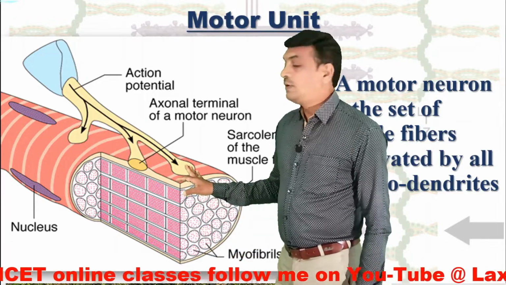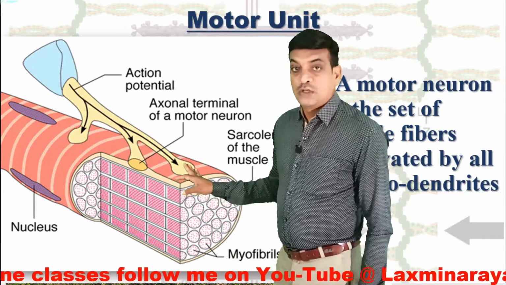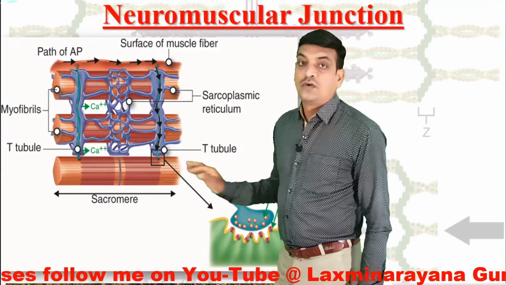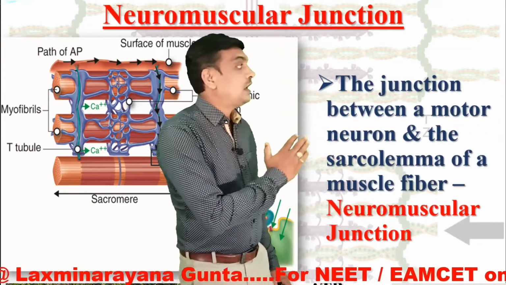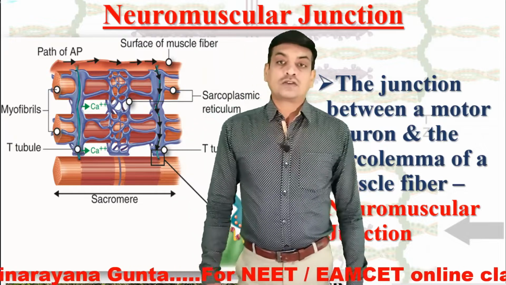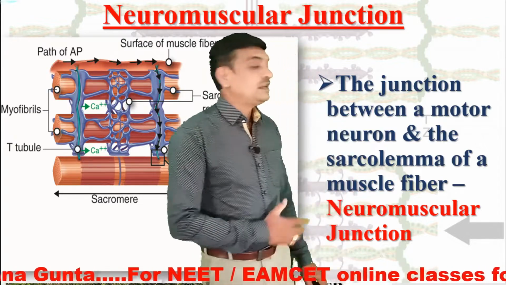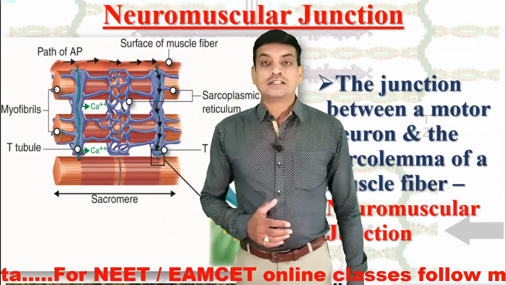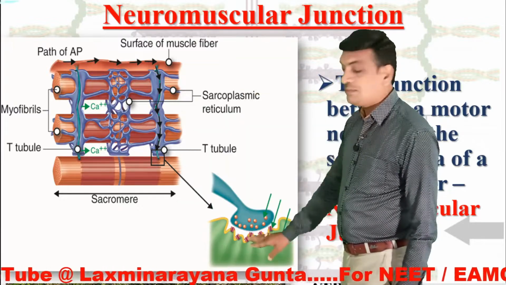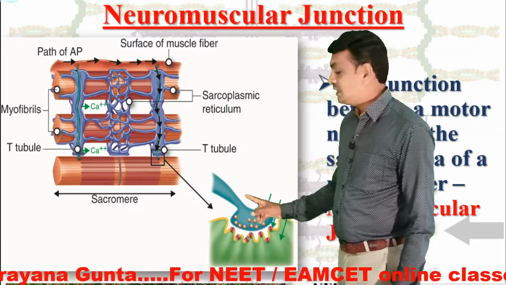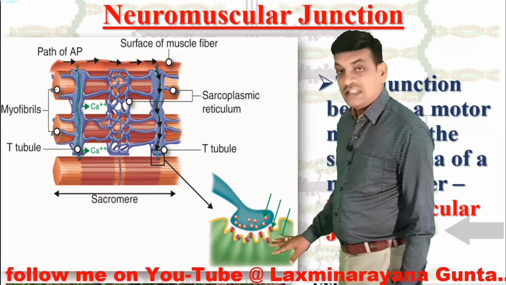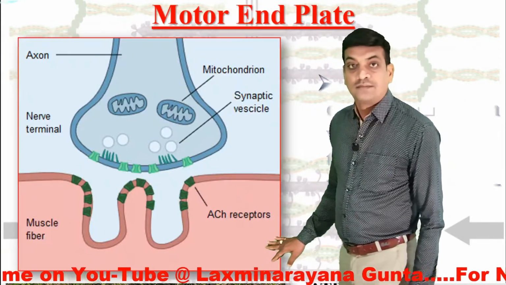And one more important concept, that is neuromuscular junction. What is a neuromuscular junction? The junction between a motor neuron and the sarcolemma of a muscle fiber is called as neuromuscular junction. Here you can clearly observe this one is a neuromuscular junction. This is a motor unit and this one is the motor end plate.